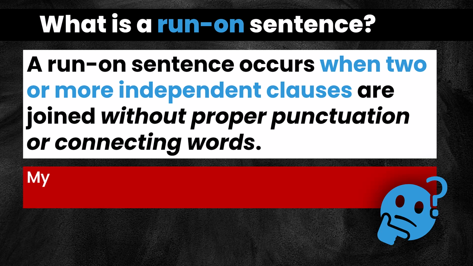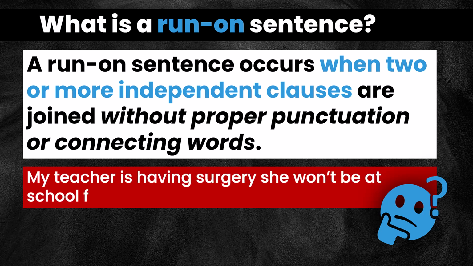Let's look at an example. My teacher is having surgery. She won't be at school for the next 3 weeks. This is a run-on sentence because we have 2 independent clauses. My teacher is having surgery and she won't be at school for the next 3 weeks. But it's pushed together without any punctuation or conjunctions. So let's talk about the 3 types of run-on sentences and then different ways we can fix them.